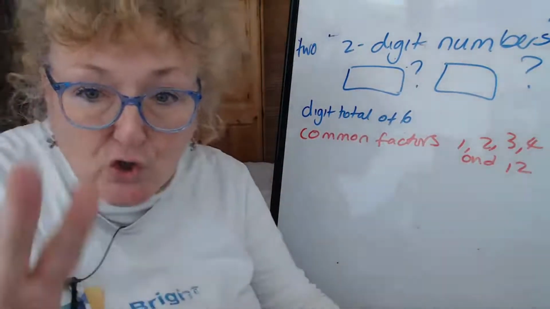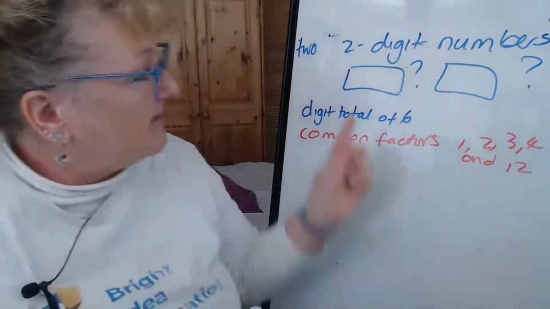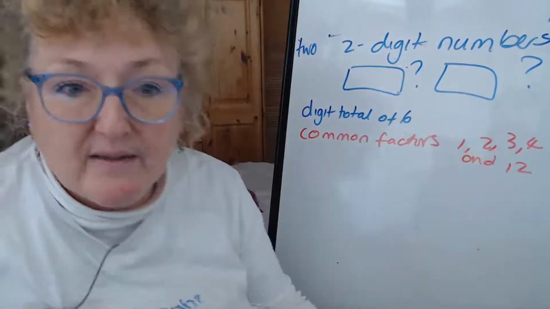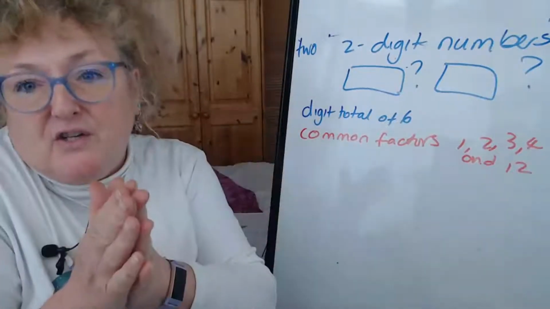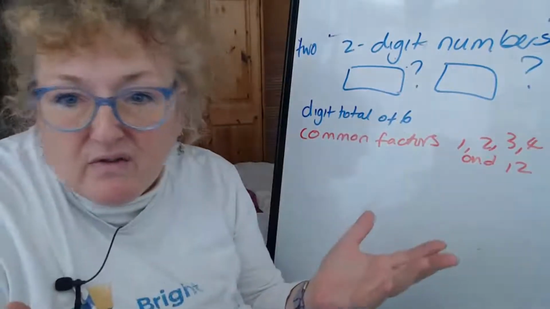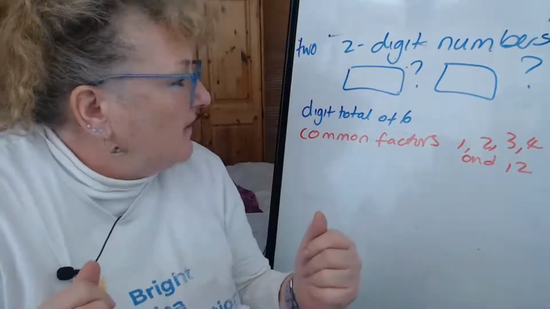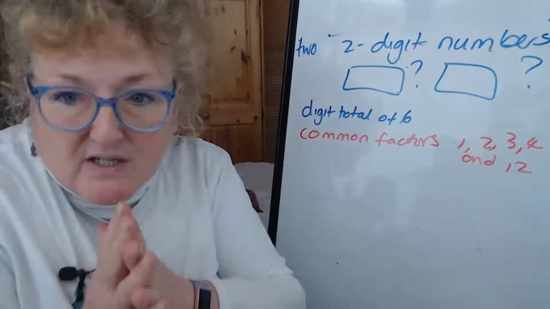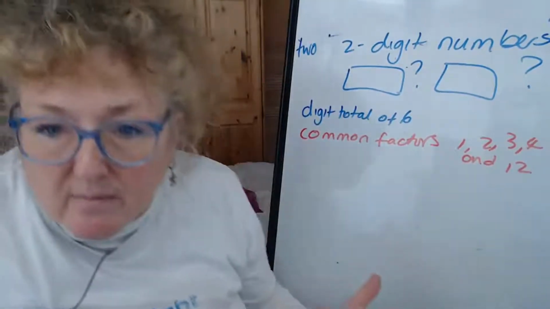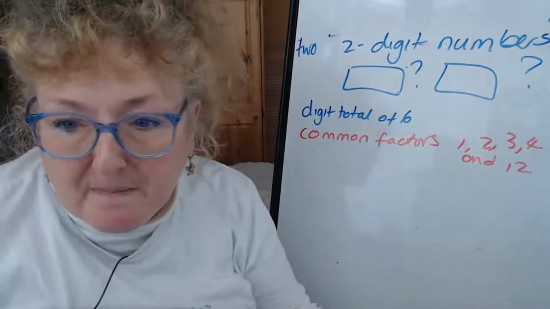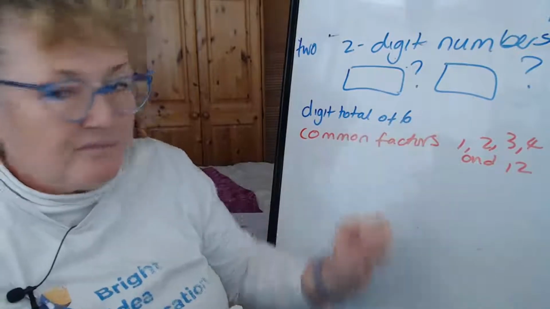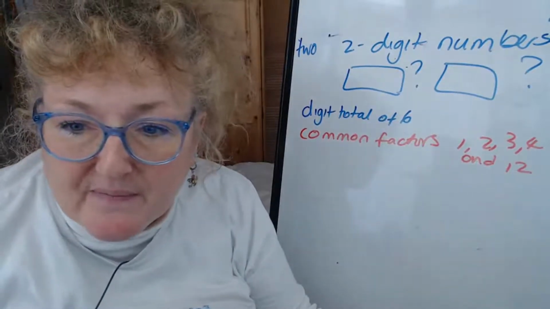I'm thinking about 2-digit numbers. There's one of them, there's the other one. They have a digit total of 6. So like 51 has a digit total of 6, 5 and 1. 32 has a 3 and a 2, and 33 have a digit total of 6. Okay, they're not the numbers, I'm just randomly explaining what a digit total of 6 means.